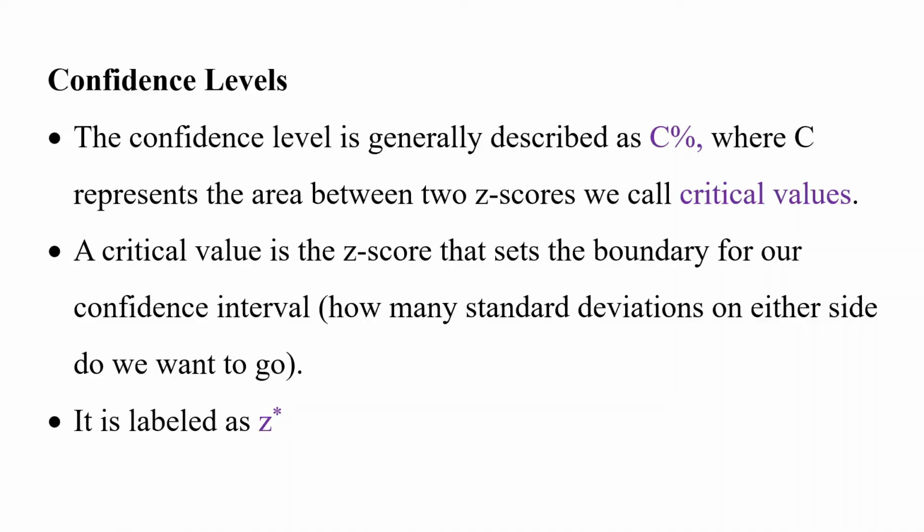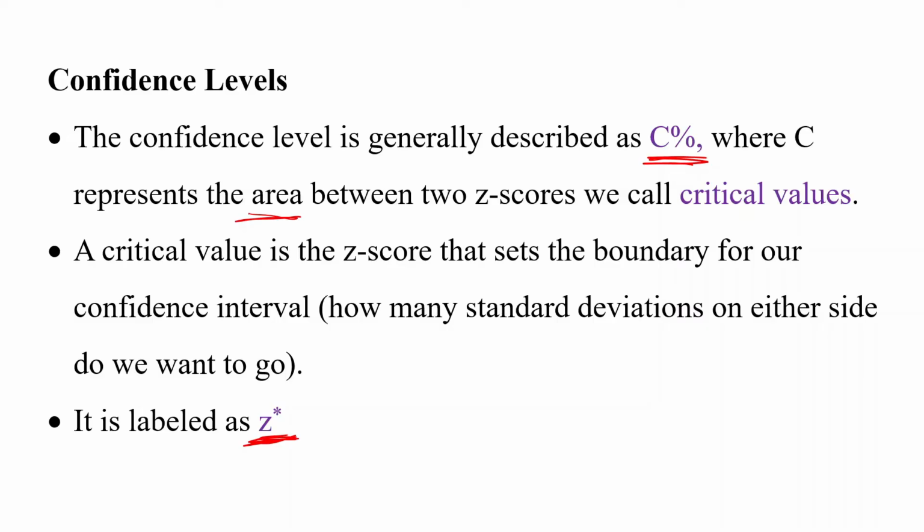And we usually work with just the positive version of z star, as you'll see in a moment, but we label the critical value as z star. So we have C% that communicates our confidence level, and we have z star that communicates our critical value. And those two are related. C% is the area between the two z star values.